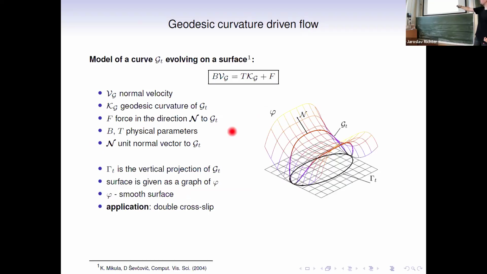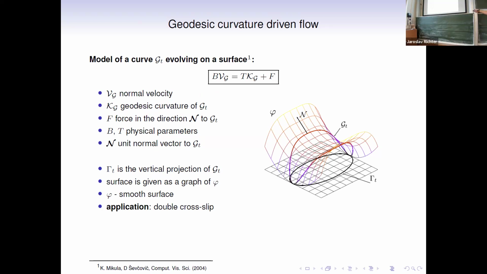By the geodesic description, we postulated again normal velocity, but the normal velocity of the surface curve proportional to the line tangent times the geodesic curvature plus the external force. So now what differs is that instead of the original curvature, we assume the geodesic curvature, and instead of the planar unit normal vector, we just consider such a unit normal vector on the surface.